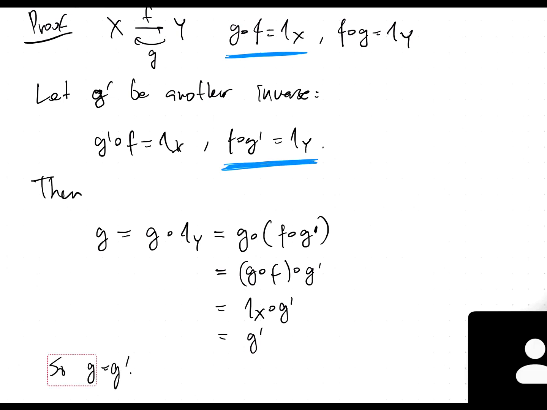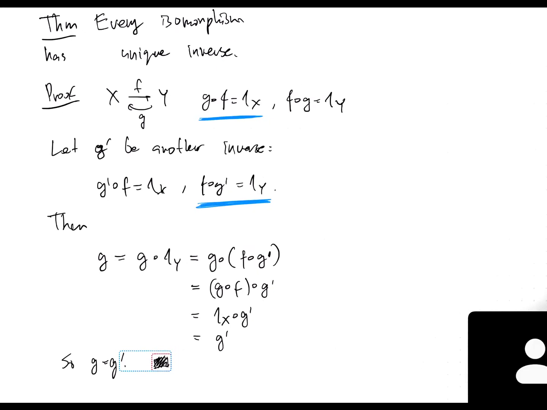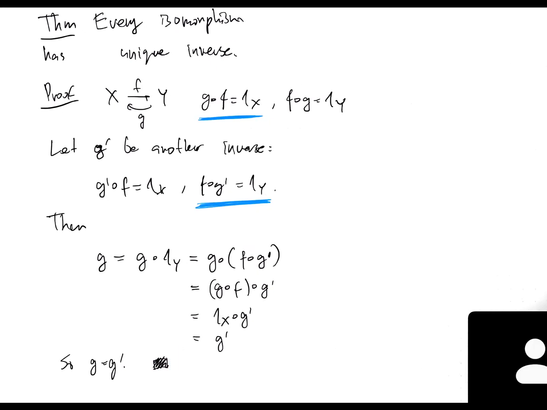Is this proof clear to you? Yes. So in a category, there could be many isomorphisms, but each isomorphism has a unique inverse, right? Fantastic. Yes. All right. Yes, absolutely.